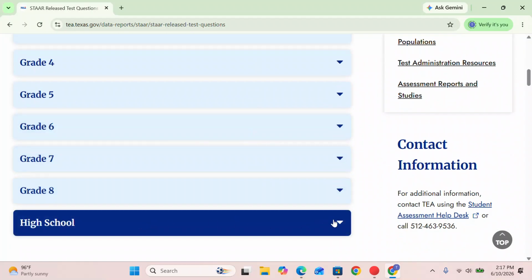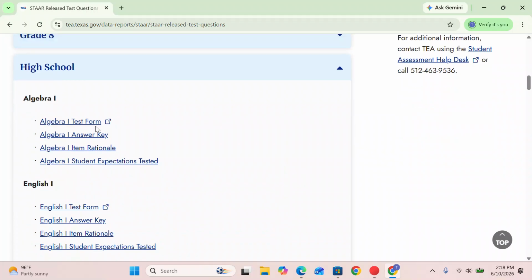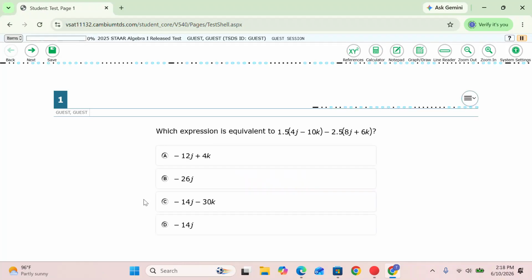I want to do high school. I'm going to press down here, and you see how it has algebra 1 here? It has the algebra 1 test form. I'm going to press OK, and it will take us to the platform. And if you took the STAAR test, you're going to be familiar with that platform, right? You remember that platform. And you're going to say, okay, this is question number 1. And look where Desmos is hiding here. You see where he's hiding? He's right here.